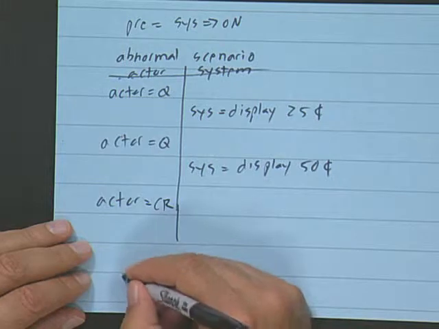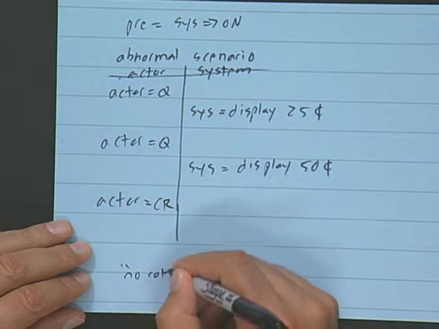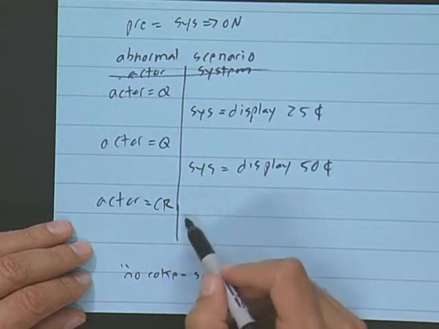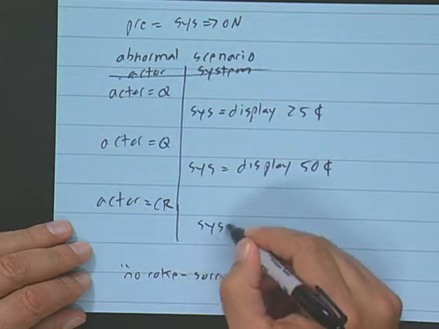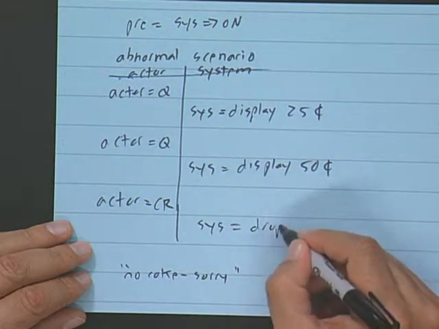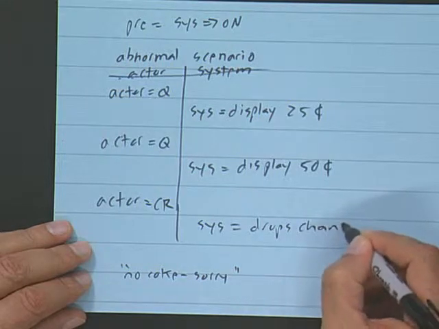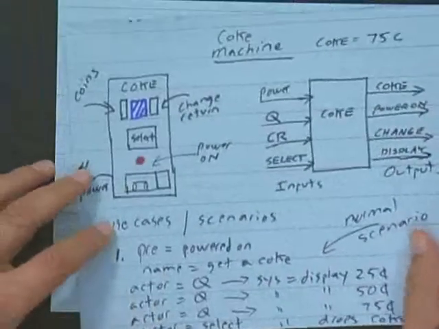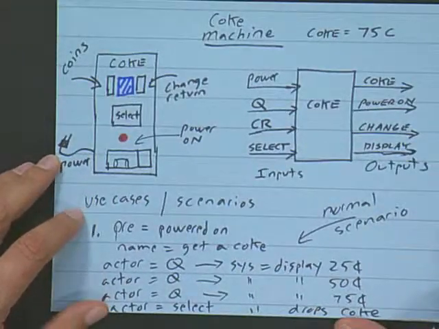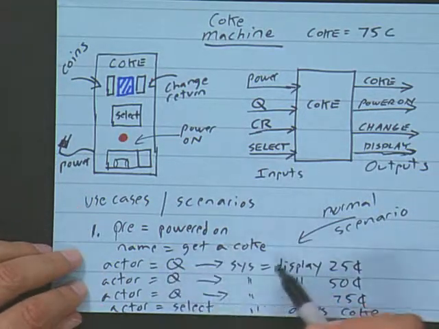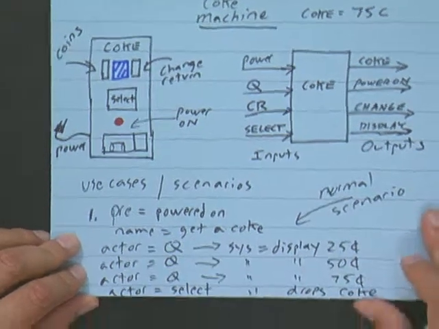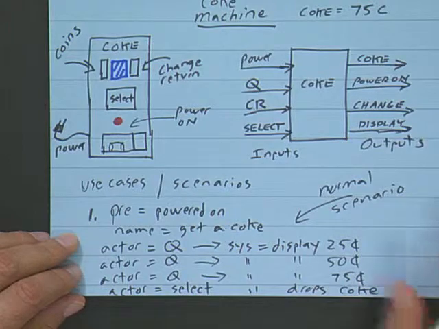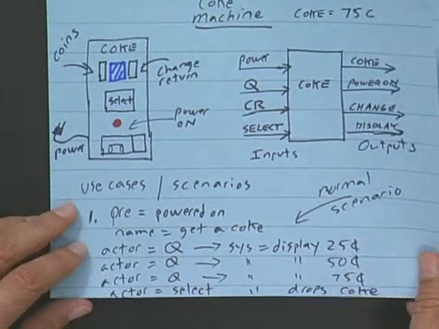We'll call this the no Coke, sorry use case. The actor hits change return and the system does what? It drops change. Okay? Kind of a simple abnormal scenario. So I've got the normal scenario. Actor puts in a quarter, system updates the display, actor puts in another quarter, 3 quarters, actor hits the select button and he gets his Coke, he walks away, he's happy.